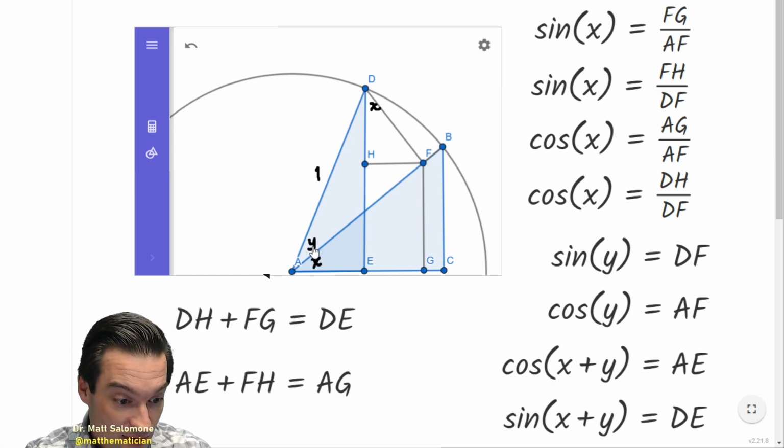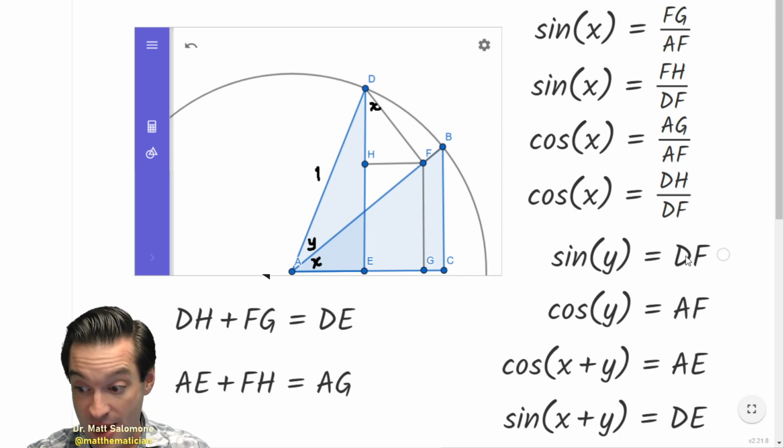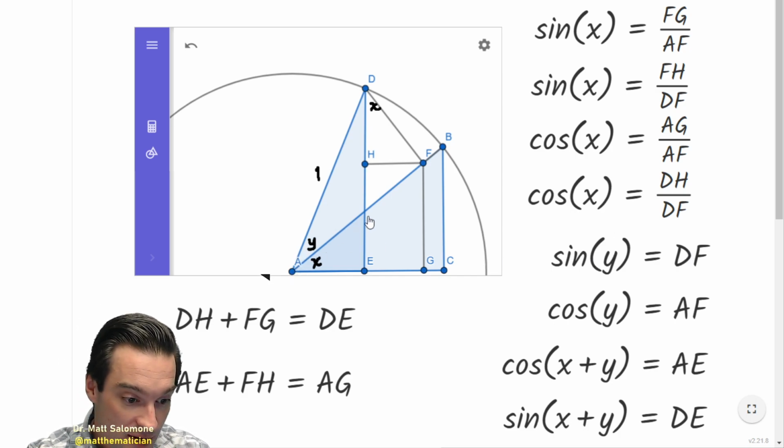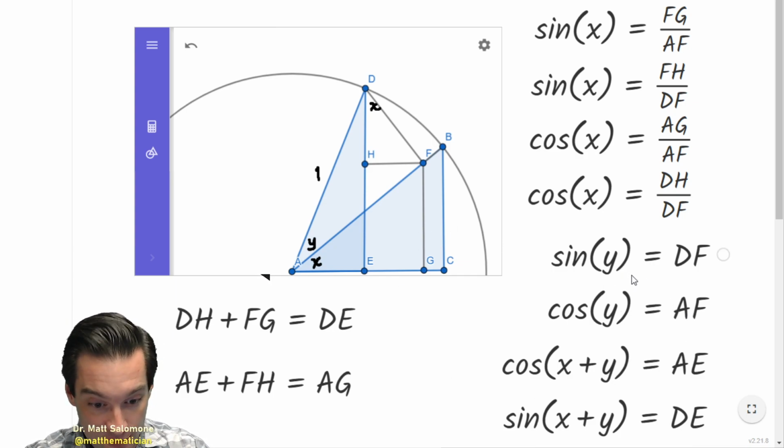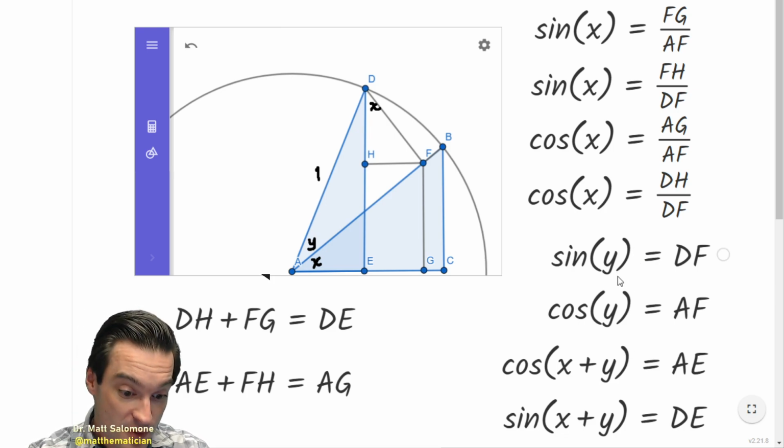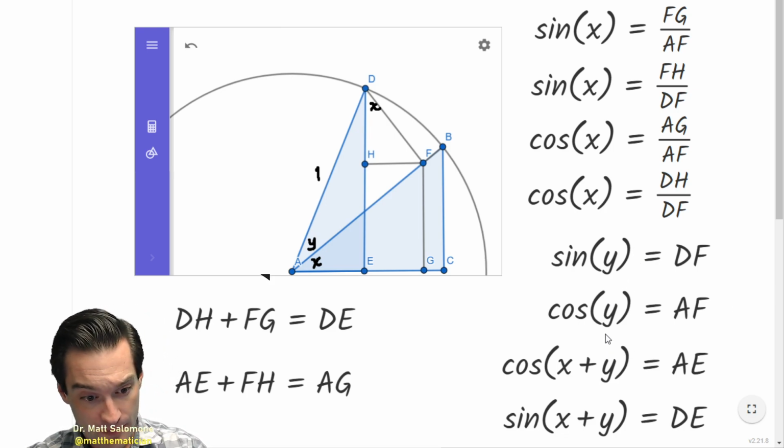Because then that means that the sine of y is the opposite side, DF, divided by the hypotenuse, which is 1. So the sine of y is equal to DF. And the cosine of y is the adjacent length, AF, divided by the hypotenuse, which is 1. So the cosine of y is AF. So those two triangles give me these four equations just from the sine and the cosine in SOHCAHTOA.